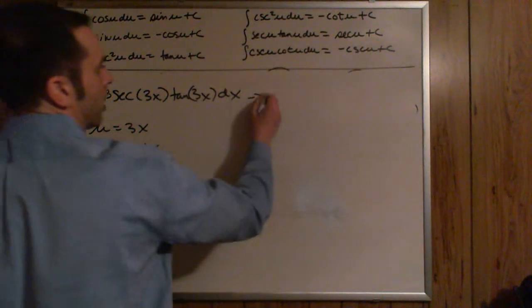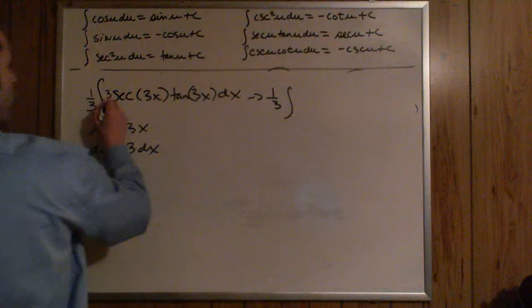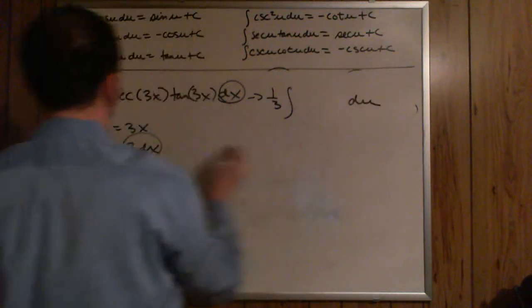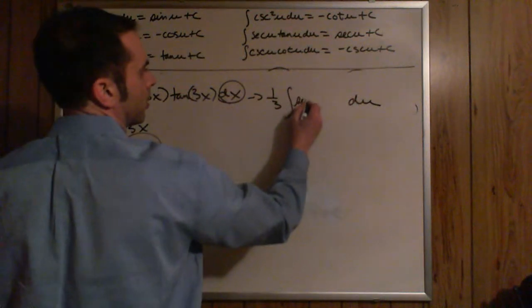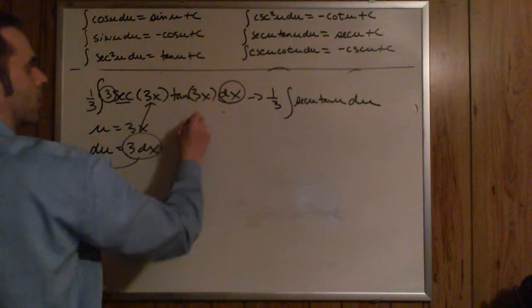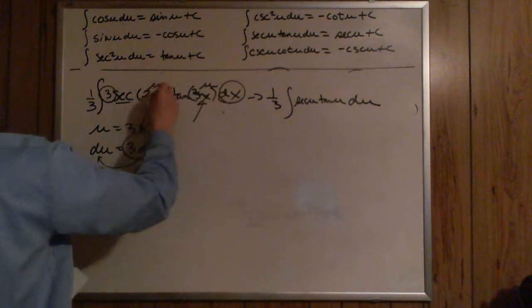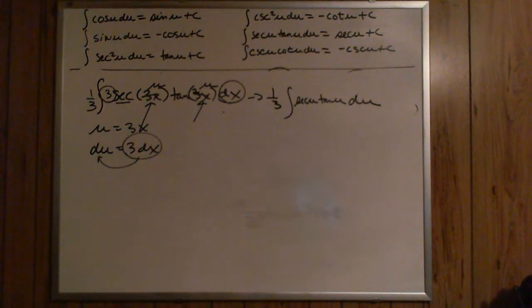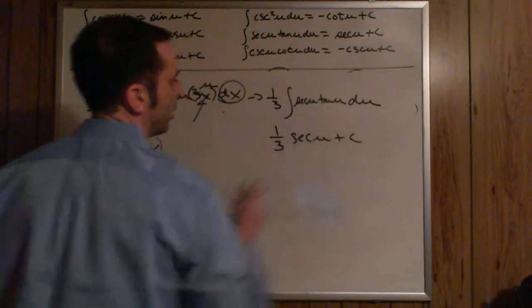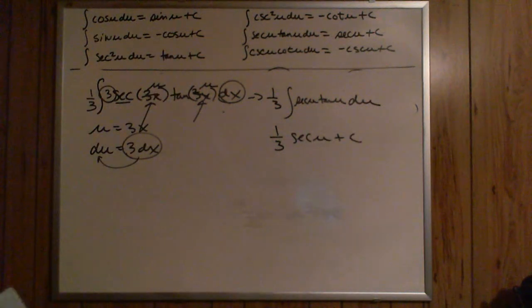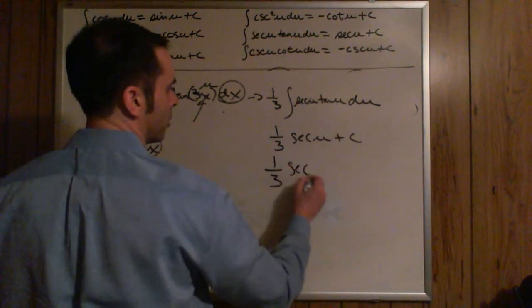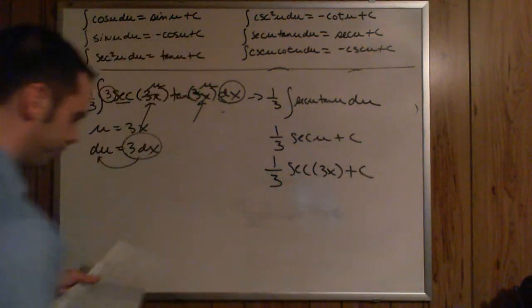So now this would become 1/3 the indefinite integral of this, and this would become my du. And this would become secant u tangent u, because u is 3x. So now I have secant u tangent u du, and that would become 1/3 secant u plus c. The derivative of secant is secant tangent, so this is a valid antiderivative. So now in terms of x, it's 1/3 secant 3x plus c.